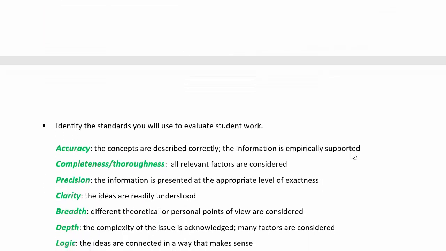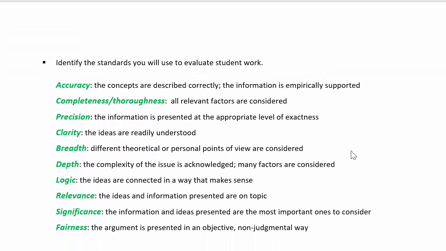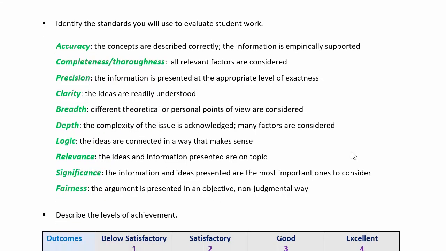The next step, identify the standards you will use to evaluate student work. And here's a listing of different standards we could use to evaluate students' thinking as demonstrated in their writing or their speech. Accuracy, the concepts are described correctly, the information is empirically supported.